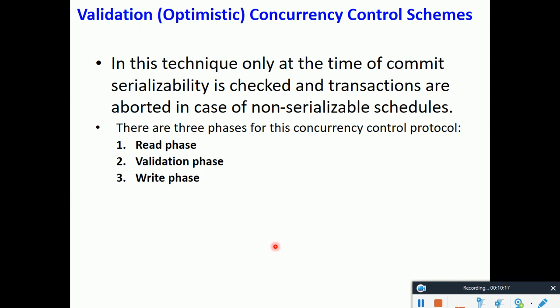This validation protocol has three phases. The first phase is the read phase, the second is the validation phase, and the third is the write phase. It checks only in the validation phase; otherwise it does not impose any protocol or condition on transaction execution. Whenever the transaction comes to the validation phase, only then does it check for serializability.